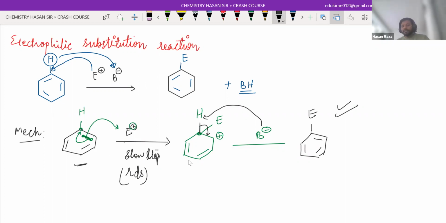Also, remember that this is your slowest step, and this is your RDS, rate determining step. Since it is losing its aromaticity, that's why it is the slow step, and since it's gaining its aromaticity, towards stability, that's why it is faster. And in a reaction, whichever is the slow step, that is the rate determining step. Please do write it. So electrophilic substitution reaction is very important.